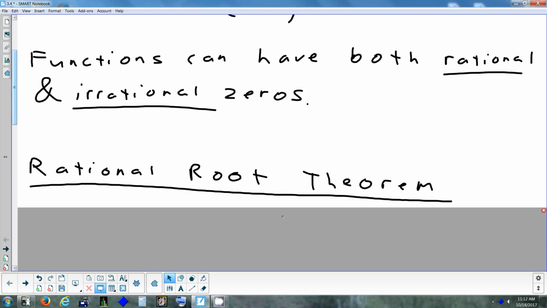This is called the rational root theorem. And I want you to think of this theorem as a starting point. That's what it is. It's a starting point to help you figure out something. By itself, it doesn't directly give you the answer. You have to use your graphing calculator to go a little further. But this is a starting point.